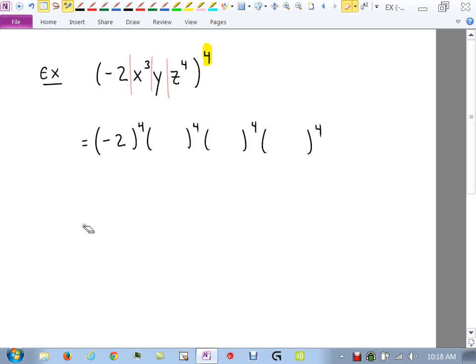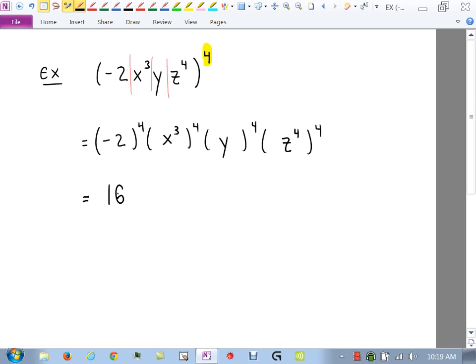What goes in the second set of parentheses? X to the 3rd, right? The next one? Y, and then last one? Z to the 4th. Now, each one of these problems is something we can handle. What is -2 to the 4th? Well, that's -2 times -2 times -2 times -2, which you do on your calculator. You should get 16.